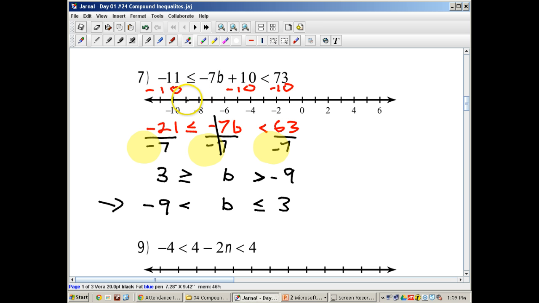So we have this open or closed, right? Open. Open. And connect. All the numbers between negative 9 and 3.